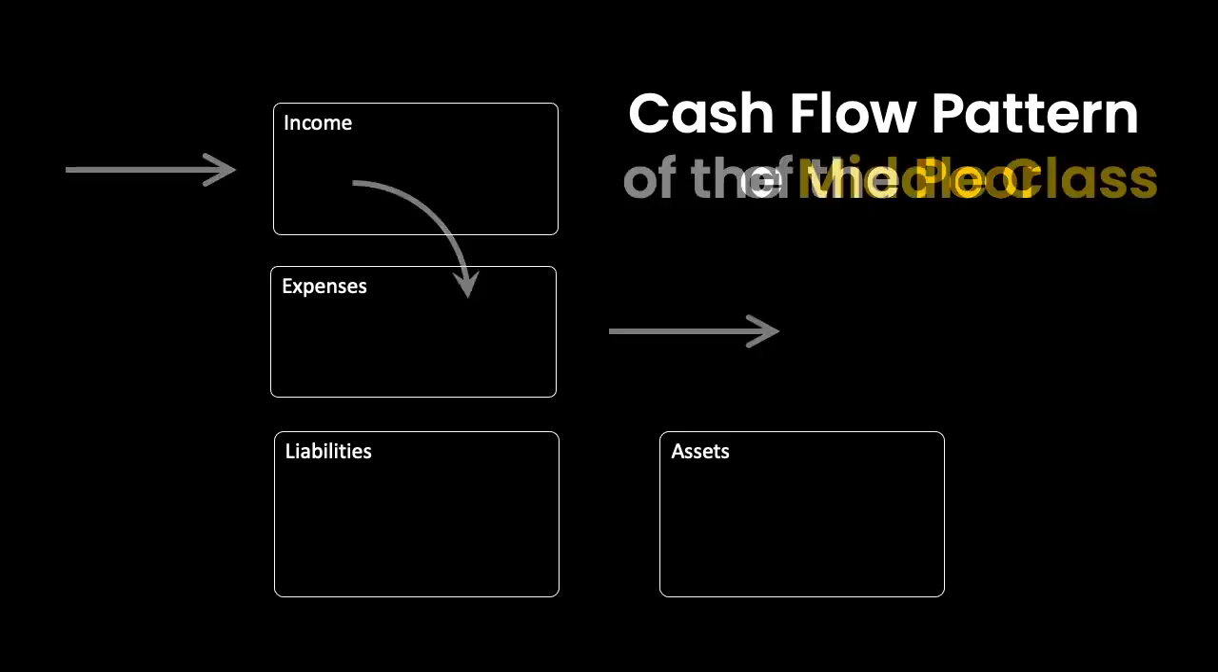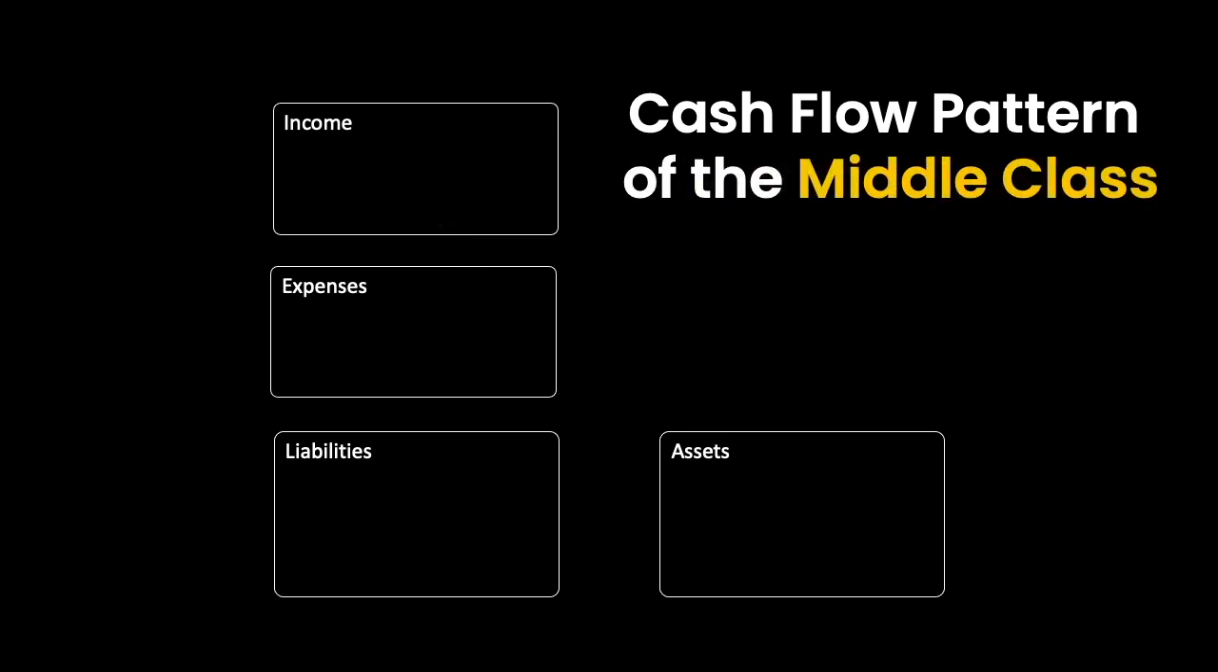The cash flow pattern of the middle class is slightly more complex. The middle class owns a house, a car, maybe some jewelry, things that they think are assets, but actually are not. They may actually be qualified as liabilities. These are things that the bank lets them think that they are assets. But if you look at the definition of an asset, something that puts money into your pocket, you'll realize that these things don't do that. These things, in most situations, actually take money out of your pocket.